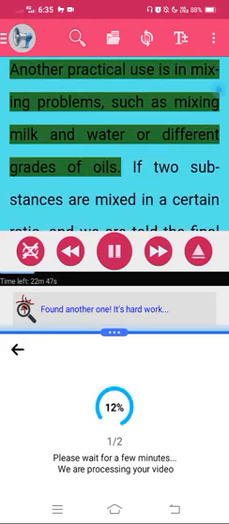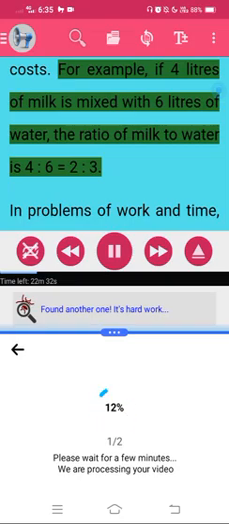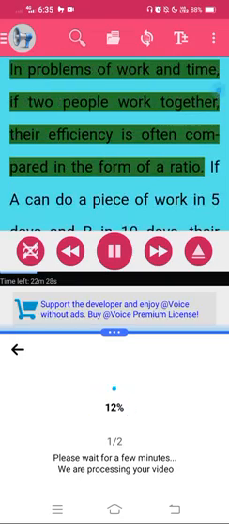Another practical use is in mixing problems, such as mixing milk and water or different grades of oils. If two substances are mixed in a certain ratio, and we are told the final quantity or cost, we can use ratio and proportion principles to find individual quantities or costs. For example, if 4 liters of milk is mixed with 6 liters of water, the ratio of milk to water is 4:6 equals 2:3. In problems of work and time, if two people work together, their efficiency is often compared in the form of a ratio.